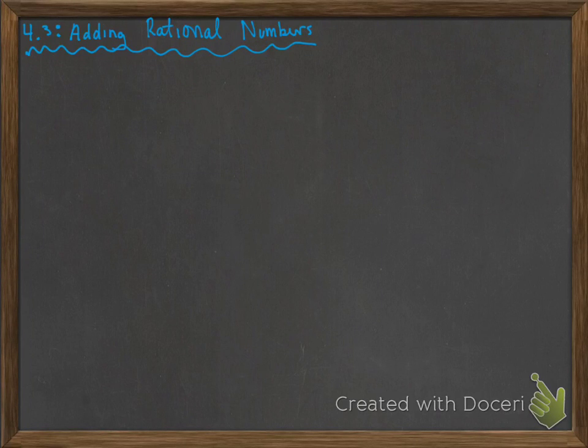Hi, and welcome to your 4-3 flipped video. 4-3 is all about adding rational numbers. 4-2, if you'll remember, was how to add integers.